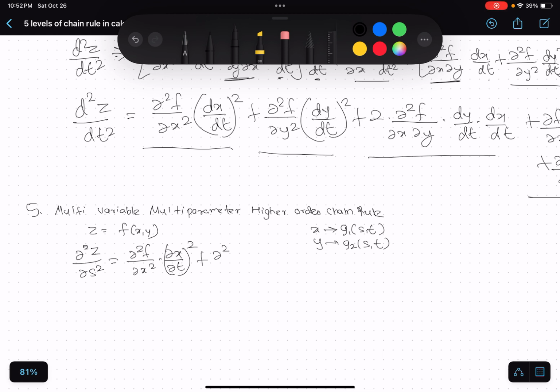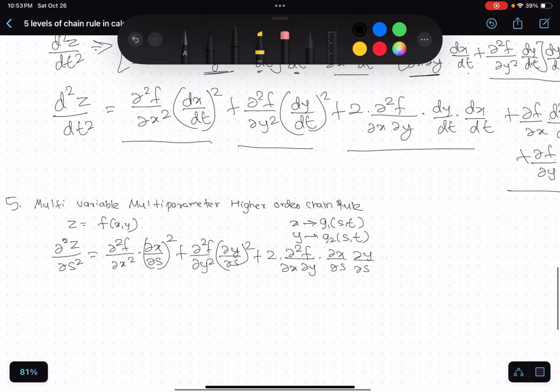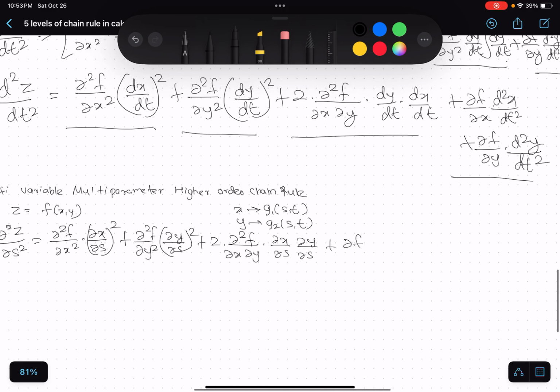Sorry, it's not a t, we are doing this with respect to x right now. Okay, and then partial square f by partial y square, partial y by partial s square, plus 2 times partial square f by partial x partial y times partial x by partial s, partial y by partial s, right? After that, plus partial f by partial x times partial square x by partial s square, plus partial f by partial y times partial square y by partial s square.